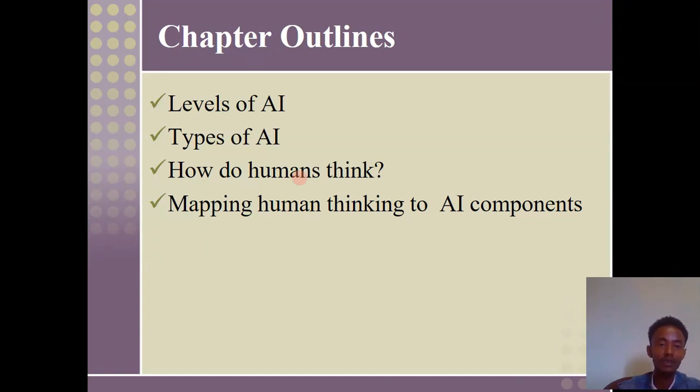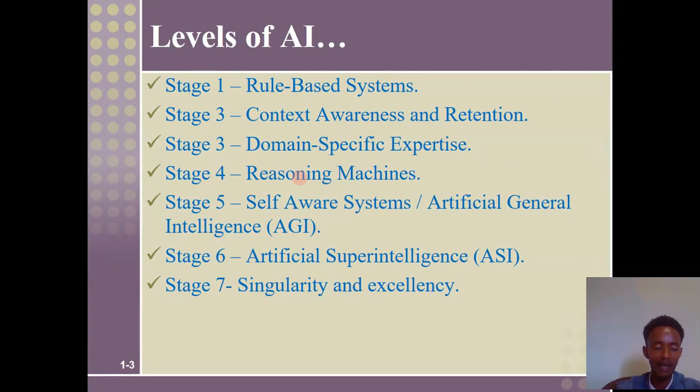For those students who didn't see the first part of chapter 3, I recommend you go through my videos and watch the first part of the chapter 3. In this second part, we will focus on levels of artificial intelligence, types of artificial intelligence. We will see how the human mind thinks, and mapping human thinking to artificial intelligence components, so that artificial intelligence developers are able to map human thinking to the components of artificial intelligence. We will see each in turn.